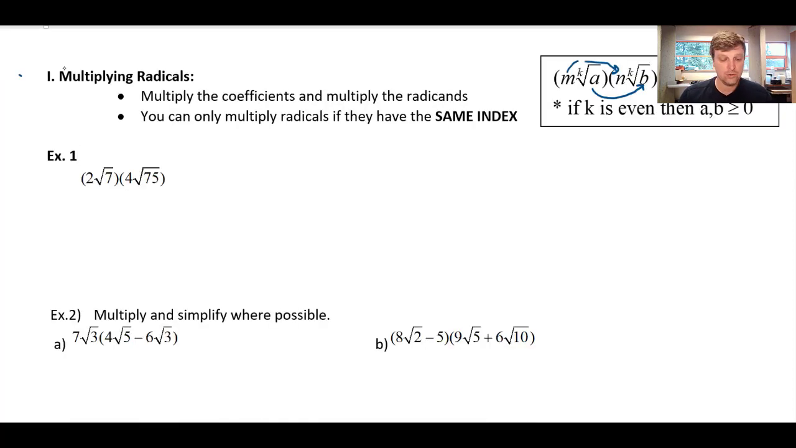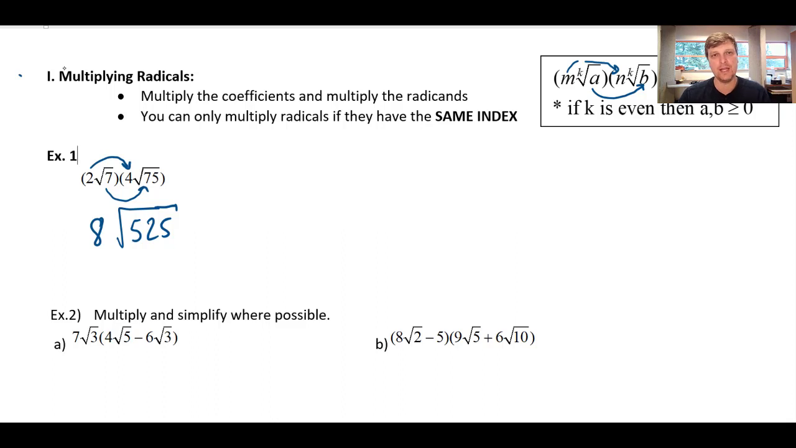So if I have 2 root 7 times 4 root 75, I can just multiply the coefficients on the outside and then multiply the radicands together. So 2 times 4 is going to give me 8, and then 7 times 75 is going to be 525.